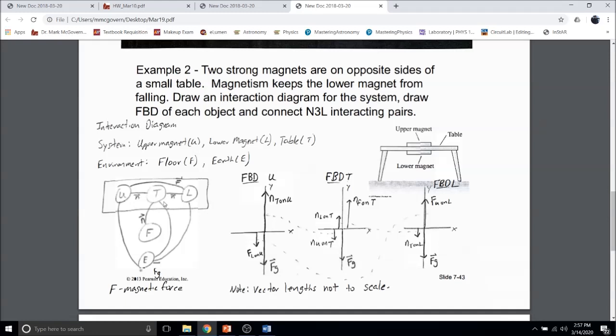All right, so if we look at the lower magnet, again, we have three forces. We have three lines that touch that, so it's going to be three forces in our free body diagram for the lower magnet. So let's go on the right here and look at that. We have gravity going down as always. We have the upward magnetic force from the upper magnet.